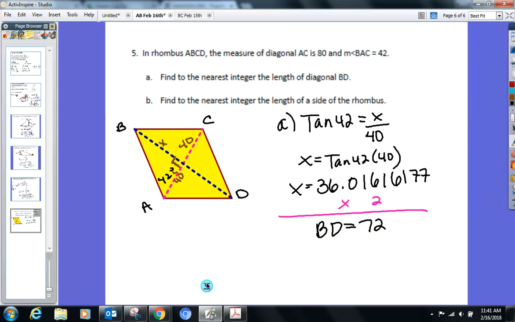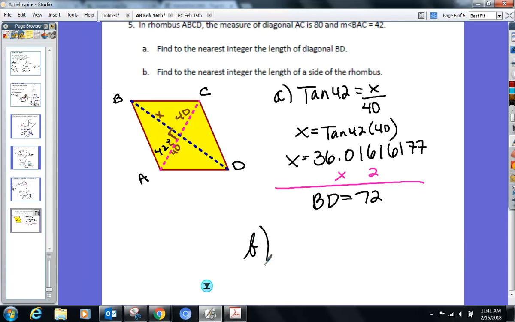Part B says find a side now. How are you going to find the side? Emma, go ahead. Which is what in this right triangle? Any ratio that uses the hypotenuse: sine, cosine, or if you're feeling crazy, Pythagorean theorem too. Figure out which way you want to do it. Sine, cosine, or you could do Pythag.